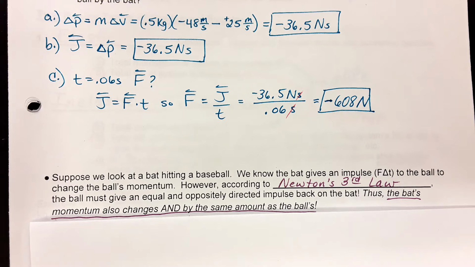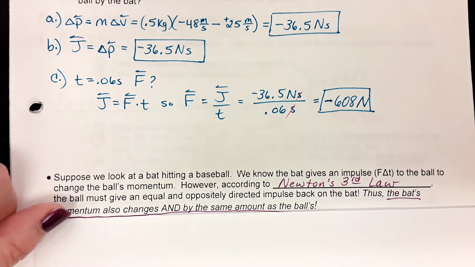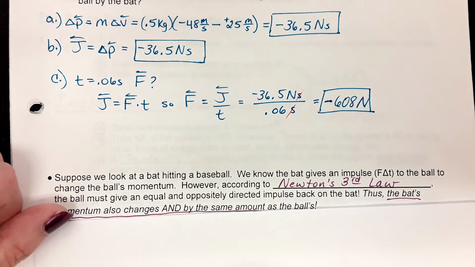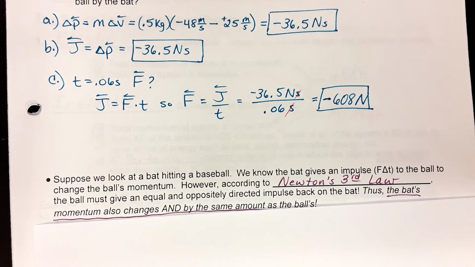Good morning, everybody. We're going to pick up in our notes today, our momentum and impulse notes, right under the example that we did for the impulse momentum theorem. If we look at this paragraph, we're still looking at the baseball and the bat. We want to understand that the bat gives an impulse of force acting in a time period to the ball to change the ball's momentum.